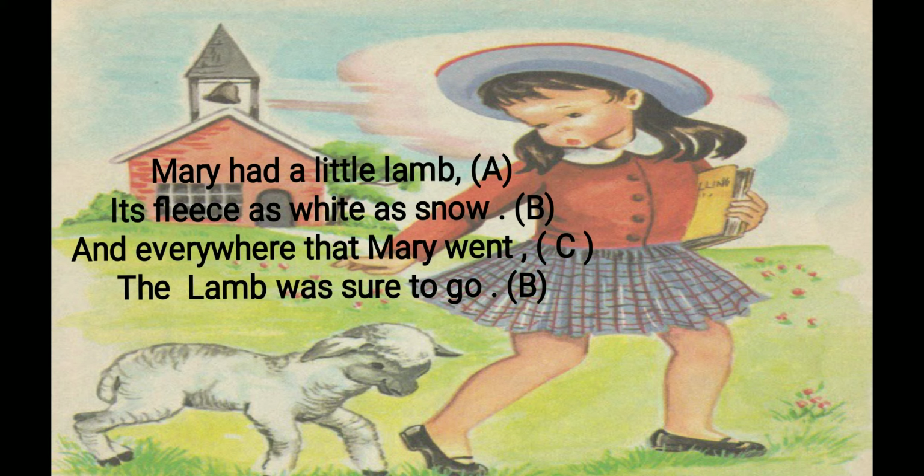Lastly, we have the word go. That is the last word in the last line. And since go sounds similar to the word snow, see, go, snow. See, it's sounding similar, right? Therefore, we will mark it with the same letter as that of the word snow. So, in the second line, after snow, we have the alphabet B. And since the last word go sounds similar to snow, therefore we will place it with the same alphabetical letter, that is B. So now the rhyming pattern for this particular nursery rhyme will be A, B, C, B.